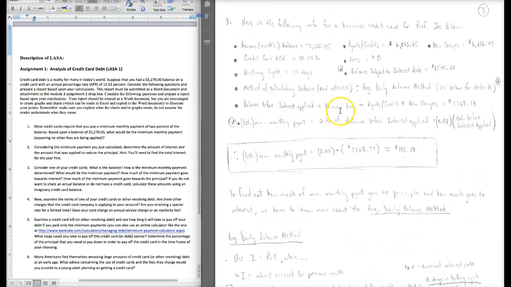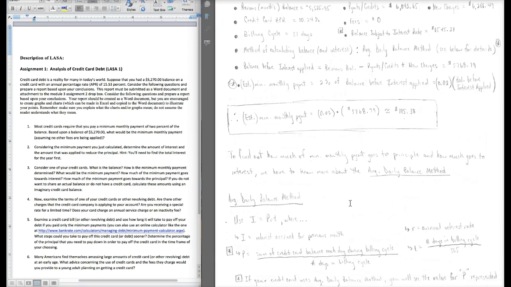Because they need to figure out what to calculate the actual interest on, or calculate the interest from. And so it's this balance before interest is applied. So if you want to know what balance you need to use, it's that one, okay? And of course, for here, it's approximately $115.38.